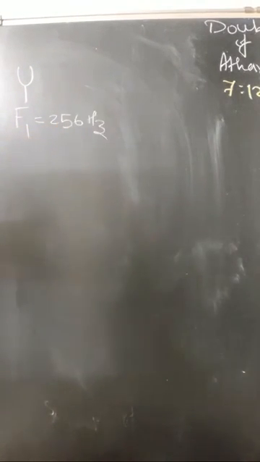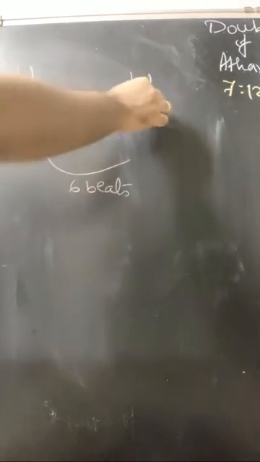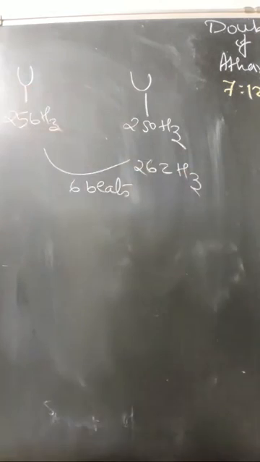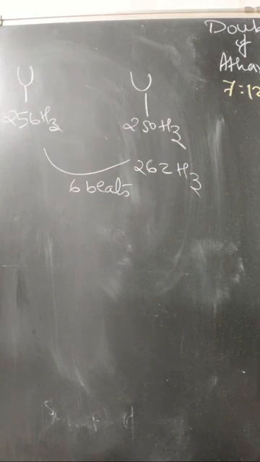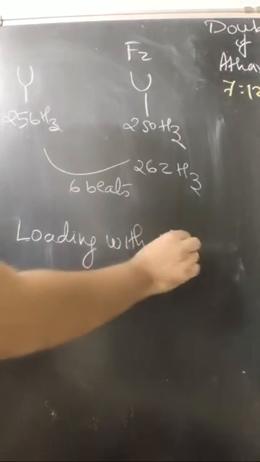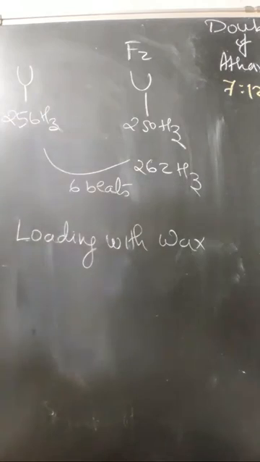Says tuning fork F1 has a frequency of 256 Hertz and it is observed to produce 6 beats with another tuning fork F2. Okay, 6 beats. It means that value of this tuning fork can either be 250 Hertz or it can be 262 Hertz, correct? Difference of 6 beats. When F2 is loaded with wax, it still produces 6 beats. The frequency before loading is?